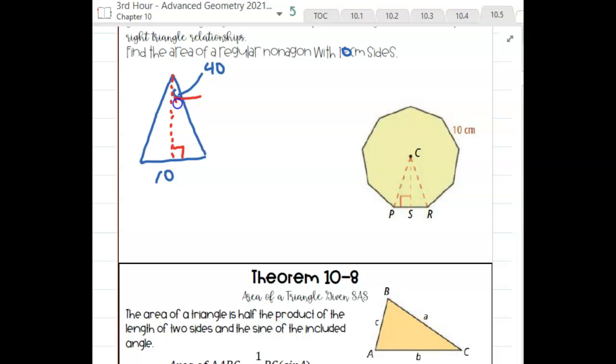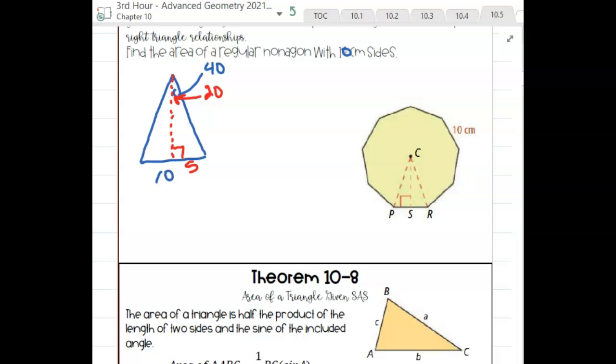But it also split that angle in half. So it was a 40-degree angle, and it's now a 20-degree angle. It also splits that side in half. It was 10, and when I split it in half, just that half is going to be 5. Now what we did before is we had a 30, 60, 90 triangle. This is not a 30, 60, 90 triangle.